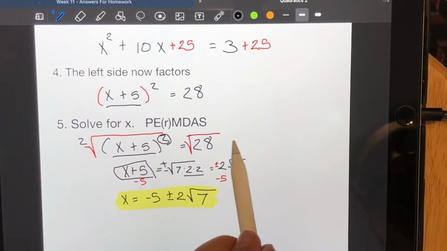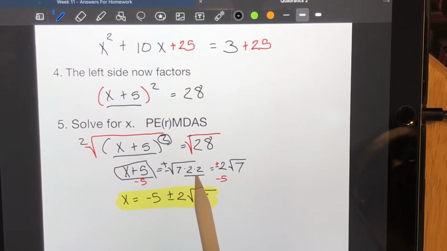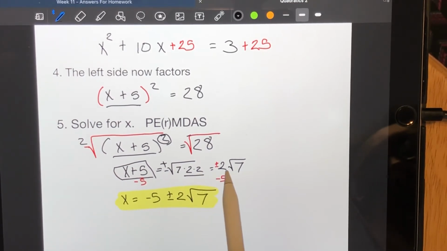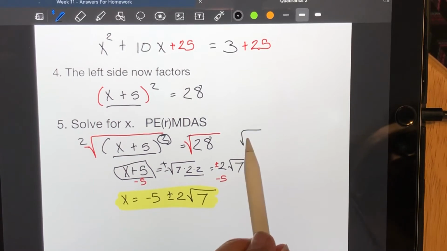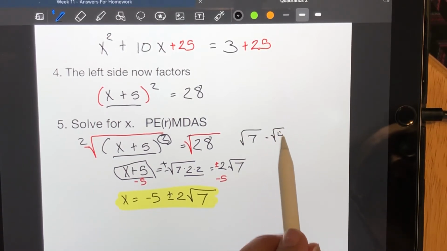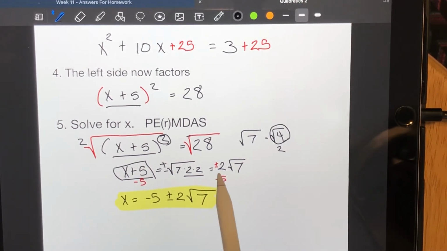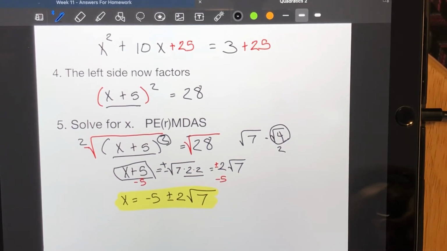I can break 28 up into 7 times 2 times 2. Here's my set of 2. It escapes. I could also break 28 up into the square root of 7 times the square root of 4. I know that the square root of 4 is 2. So we have 2 square roots of 7, but we have a plus or minus there.